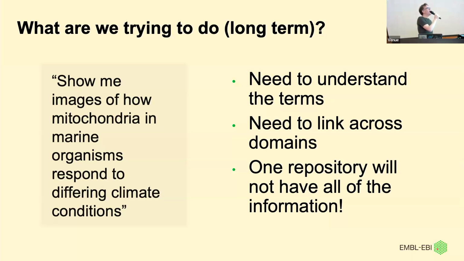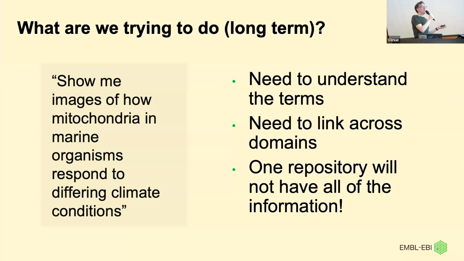Right. Okay. So we have to do a lot of things in order to answer these questions in the long run. We need to understand what the terms mean, and this is maybe where the terminology, controlled vocabularies and ontologies come in. We know what mitochondria means, we know what a marine organism is, but we also link across domains because we're thinking about image data and climate data here.